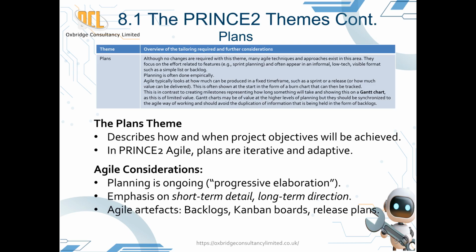Example: the team updates the sprint backlog daily, reflecting new priorities or changes in scope without waiting for formal replanning. The key takeaway: planning in Agile is continuous. The goal is visibility and adaptability, not static prediction.